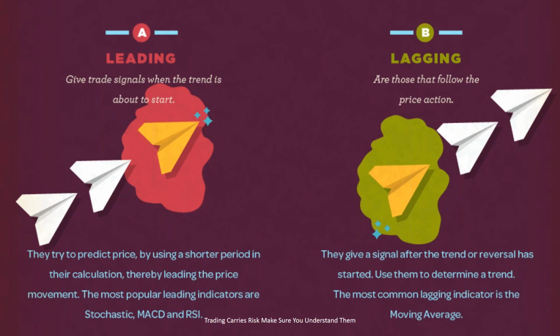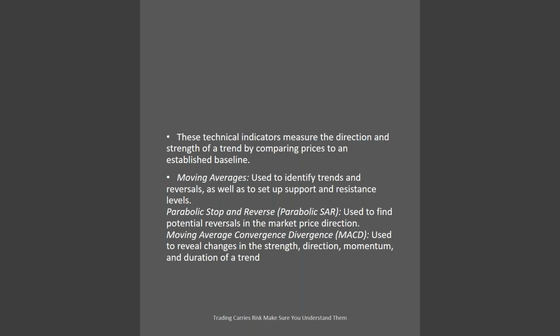Lagging indicators are those that follow the price action. They give a signal after the trend or reversal has started. Use them to determine a trend. The most common lagging indicator is moving average, or simple moving averages.